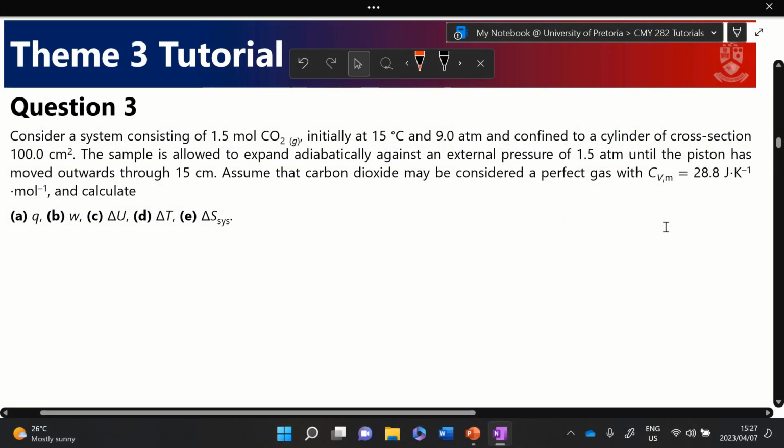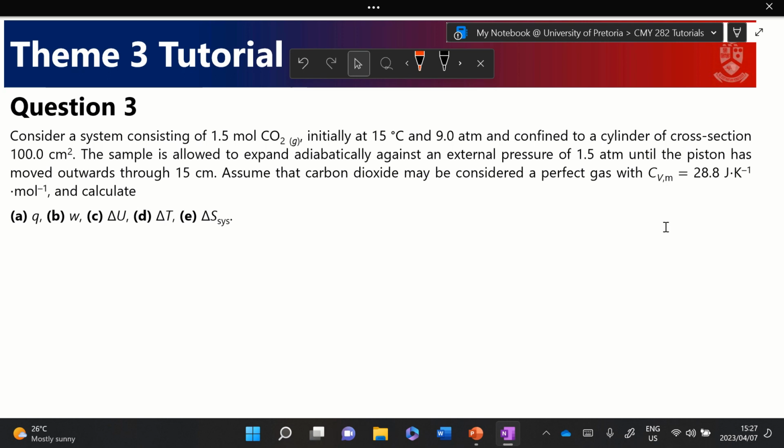Okay, so let's look at question 3. It's quite a long one, so I hope I can focus this long. Anyway, we're told to consider a system consisting of 1.5 mole of carbon dioxide at some initial conditions. We're given the schematics of the cylinder, and this is allowed to expand adiabatically.